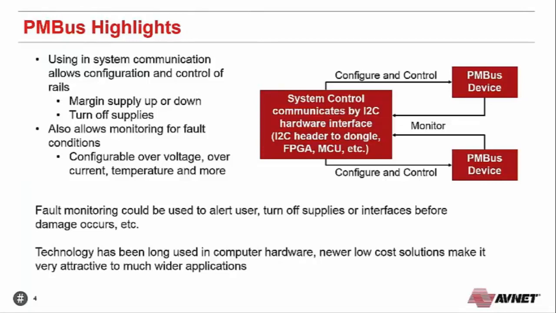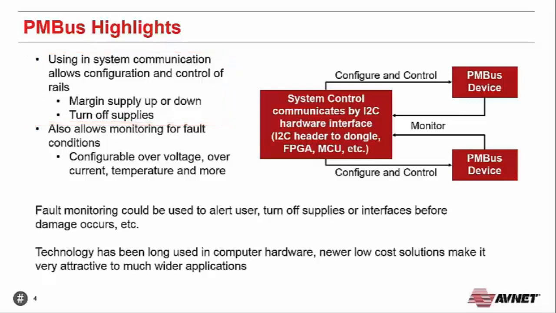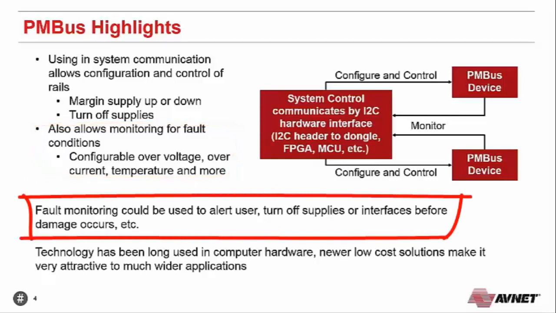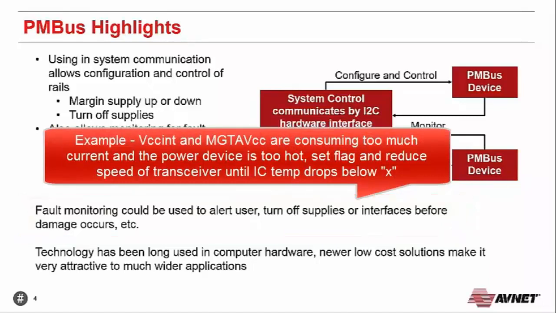Some highlights of the PMBus: using in-system communication allows you to configure and control your rails. You can margin supplies up or down, you can turn supplies on or off. It allows you to monitor for fault conditions. And not only can you monitor it, but obviously from the system control, you can create different actions based on certain fault conditions. So you can configure your over voltage, your over current, temperature. You can set those thresholds, and then based on what you want to do in those situations, you can design your system so that you can either turn these off, take some kind of action, and really use the information gathered from the power devices to gain more control of your system.